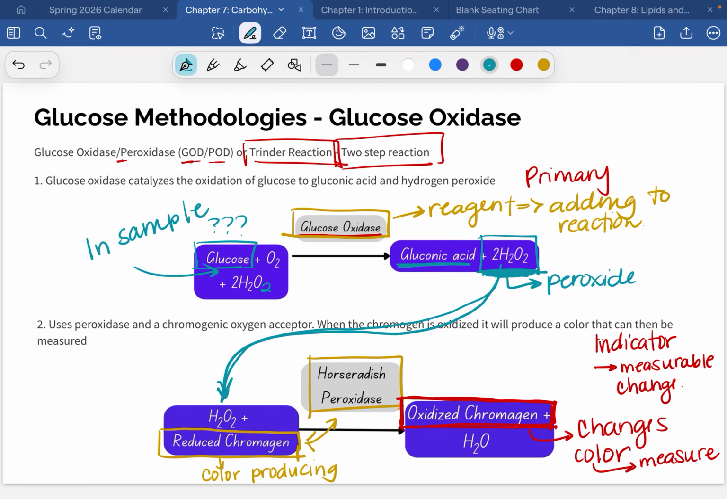Okay. So the glucose oxidase procedure, again, uses a primary reaction of glucose oxidase and then a second indicator reaction using the horseradish peroxidase to cause a color change. Okay, so glucose oxidase is a relatively specific reaction.